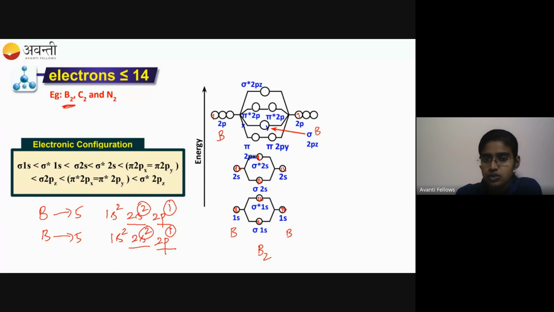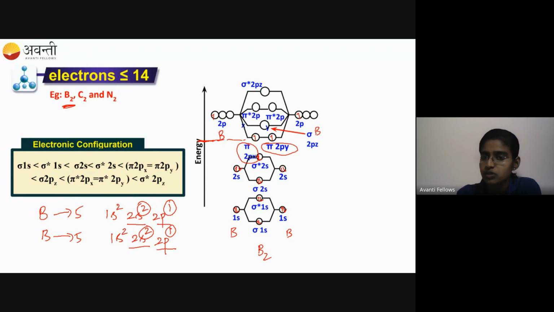Now how to fill those 2 electrons? One goes to pi 2px and another goes to pi 2py, because we have to follow Hund's rule. Hund's rule says that no pairing occurs until all orbitals of the same energy level are half filled. The energy levels of pi 2px and pi 2py are the same, so you have to give equal distribution, and only then pair up. In boron we don't have electrons to pair up, so we put 1 in each of pi 2px and pi 2py and leave it.